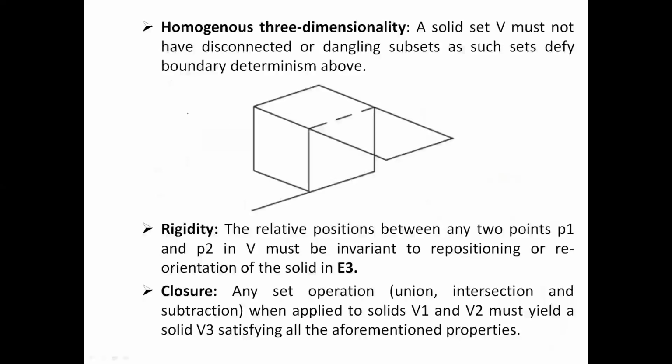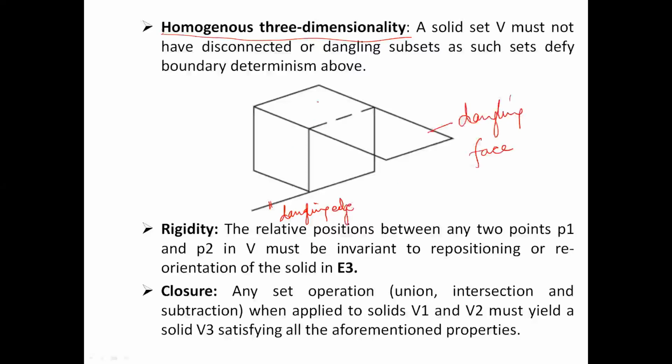Then there is another concept called homogeneous three-dimensionality. What is homogeneous three-dimensionality? It is something which is very simple. When you have a solid, this is what we call a dangling edge, and this is called a dangling face.